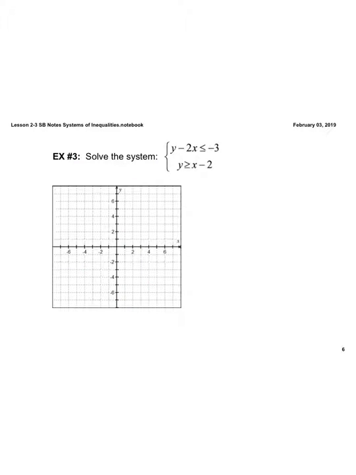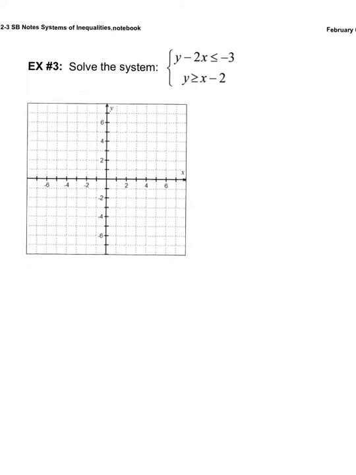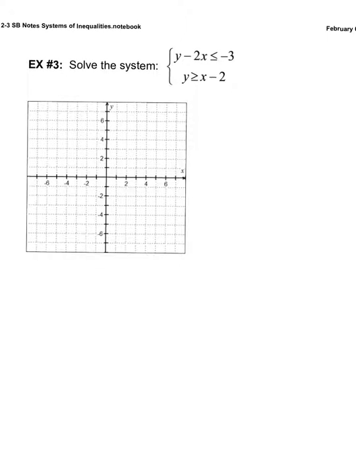Again, I would like you to solve this system on your own, or graph it and solve it, so pause the video and then I'll do the work for you. So at this point you should have already graphed this, so I'm going to zip through the solution. So this is inequality 1 and inequality 2. So solving inequality 1 for y.